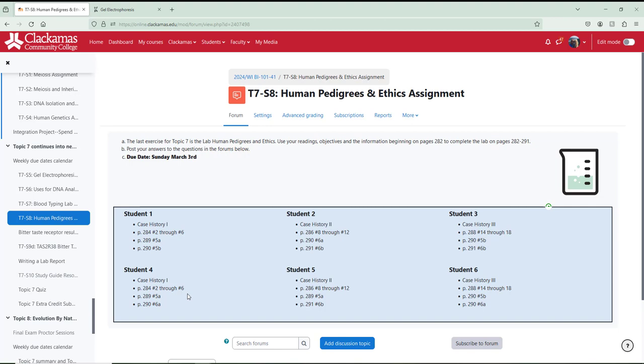Once you've drawn the pedigree for case 1, you can use the pedigree to make some predictions of what you think the genetic disease is. Is it autosomal dominant, autosomal recessive, sex-linked dominant, sex-linked recessive, that kind of thing. And then do some ethical decisions.